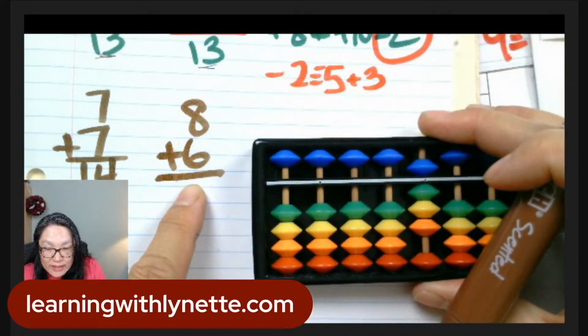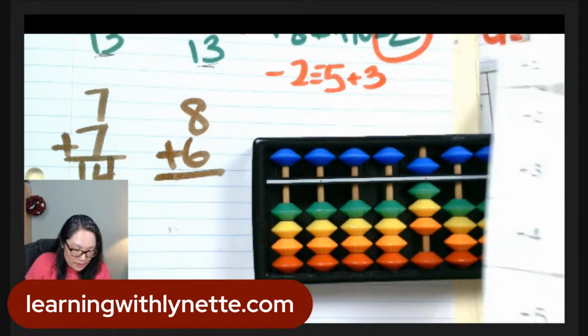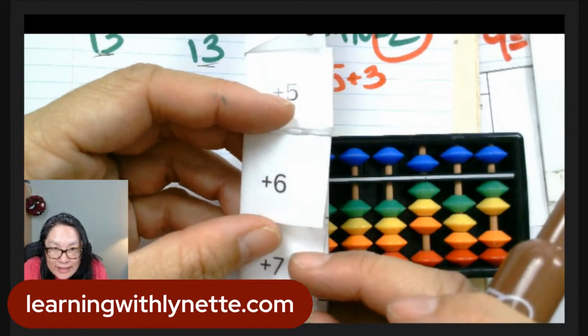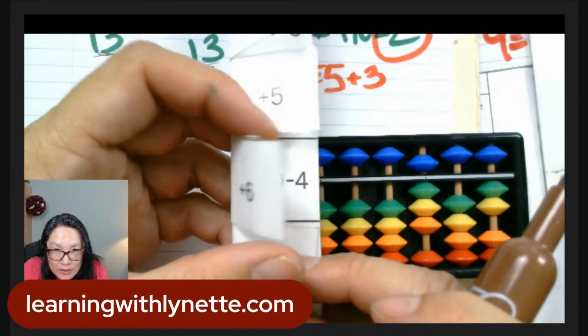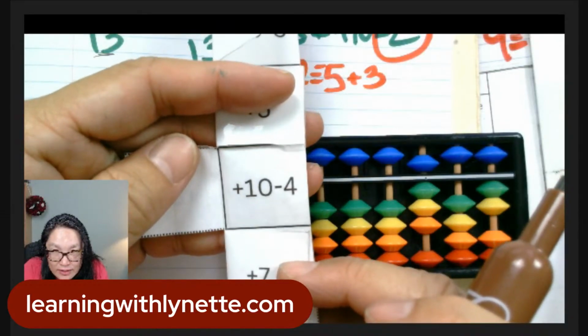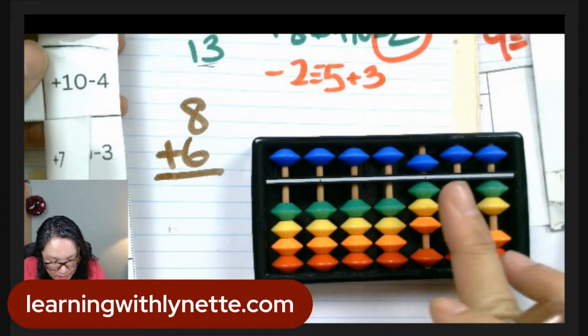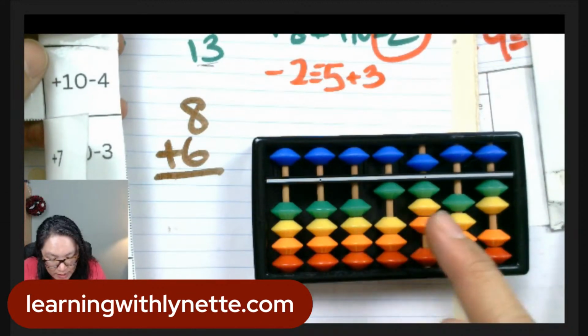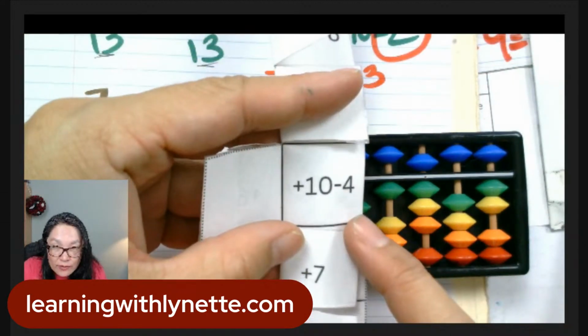What is the formula to add the 6? Do you know how to add the 6? Plus the 6 is equal to what? Plus the 10 minus the 4. So plus the 10, 0, 1. So then I'm going to add the 1 here. Now I need to minus the 4.